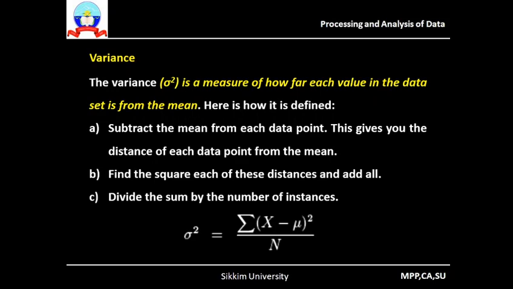Step number 2. Find the square of each of these distances and add them all. Step number 3. Divide the sum by the number of instances. So variance takes the following form. Variance is equal to the sum of squares of the differences of the data point from the mean divided by the total number of instances. In other words, variance is the square of the deviation.